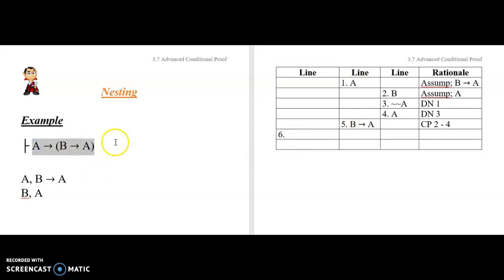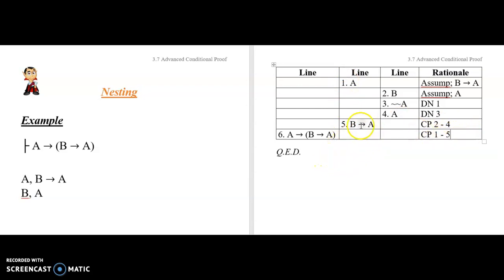Okay, it's just the theorem, right? Because this was the thing I assumed, it goes here. Then I write the arrow, then I write down the whole thing, whatever it was that I got last, which was this, if B then A. Okay, and then I'm going to justify that CP 1 through 5. Okay, so this assumption ranged through here. So that's CP 1 through 5.